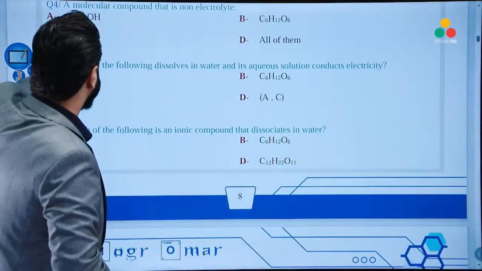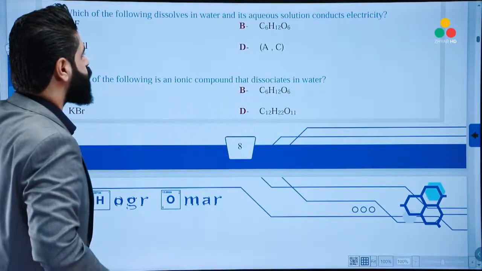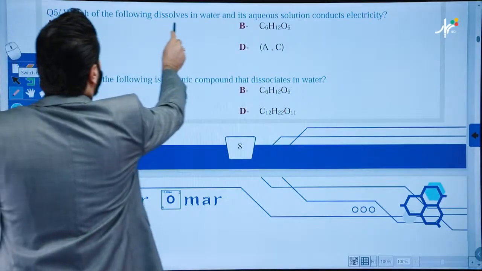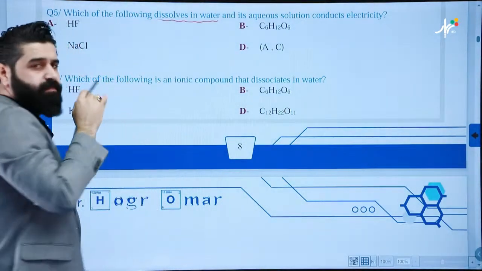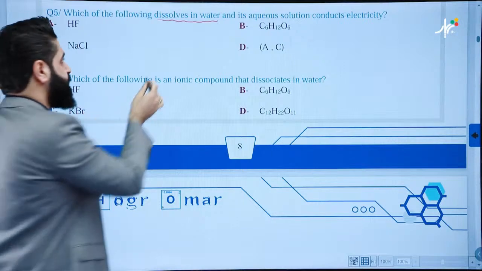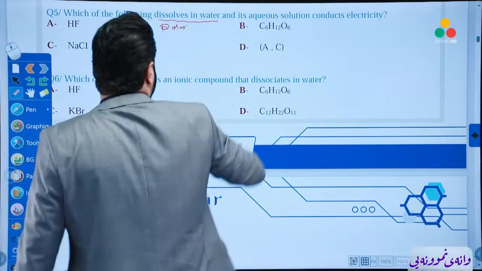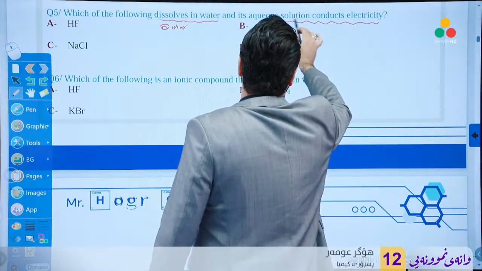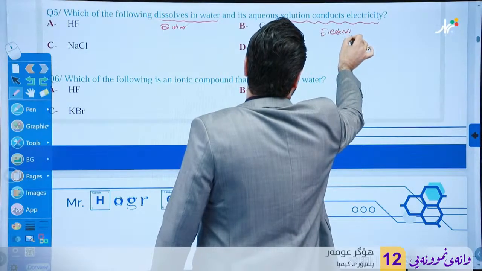These two questions are really wonderful. Look, which of the following dissolves in water? What is meant by dissolves in water? It means it's a polar substance, and its aqueous solution conducts electricity. It means it must be an electrolyte. Good.